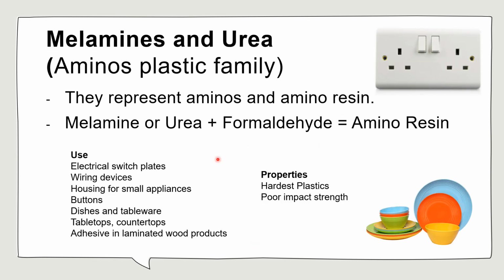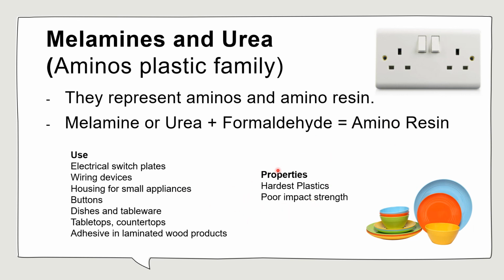Melamines. If you think about melamines, we remember the kitchen, your mother's plates. Especially they use it for small kids because they don't want to break the plates. So the aminoplastic family, melamines, or you call it urea as well. They represent amino resin. This is just plastic raw material. Melamine or urea, you add formaldehyde, and you get amino resin. We use it to make products.